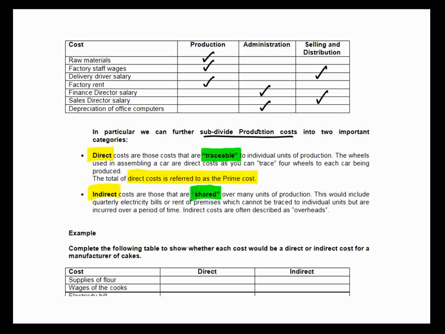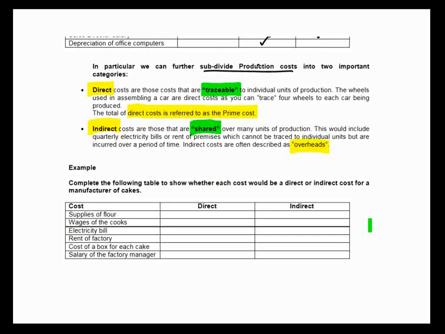The rent, your rent bill, you can't trace to a single car. Similarly, electricity. You can't trace your electricity bill for a 3-month period to one car that you made. It's shared over all the cars in that period. So indirect costs are shared over many, many units, and because they're shared over many, many units, another term you'll sometimes see used to describe them is overheads. So overheads, just another term for indirect cost.